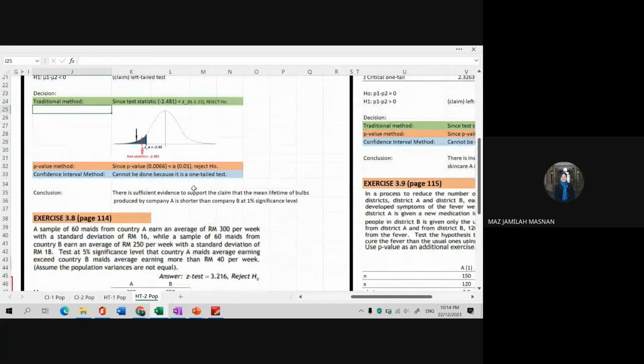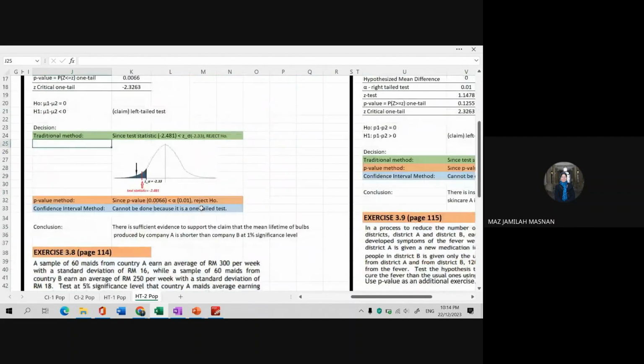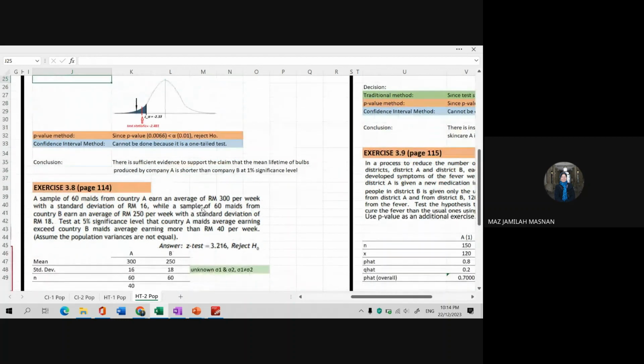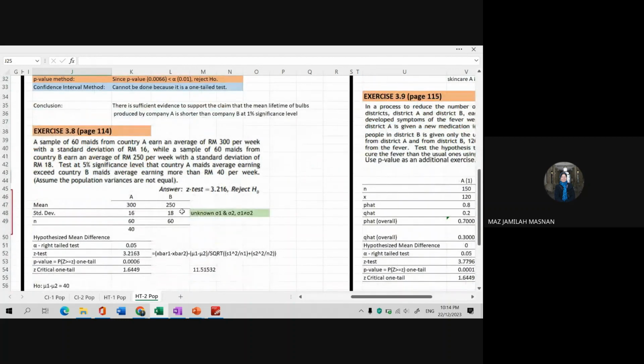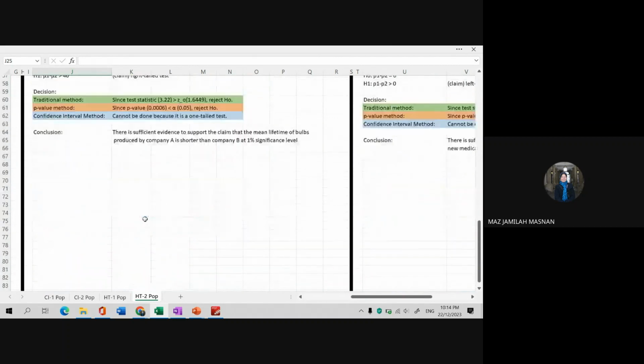Okay, any questions so far, class, for these questions? Is it clear, class? Clear, madam. Okay, thank you. It gives me a big relief. Okay. Do you want me to continue with the second example? This one is a right tail test. I think it's just the same.